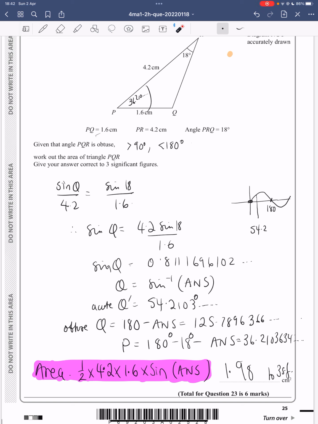So it's a half of 4.2 times 1.6 times the sine of that answer. And it's 1.98. Look, they want three significant figures, so it's 1.98.